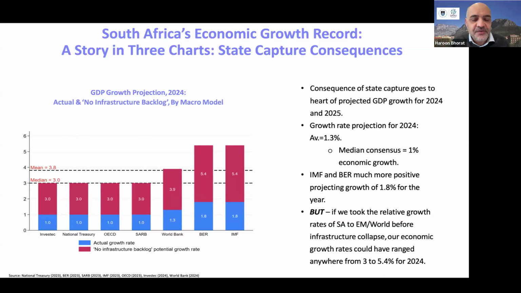But this time I would argue that it's a lot to do with the consequences of state capture. How do I measure that? Well, I looked at 2021 growth rates for emerging markets compared to South Africa, so before we see a true collapse in infrastructure. Emerging markets were growing at about 1.4, let's call it 1.5 times faster than us, before true infrastructure collapse. Now in 2024, EMs are growing 5.7 times faster than us.